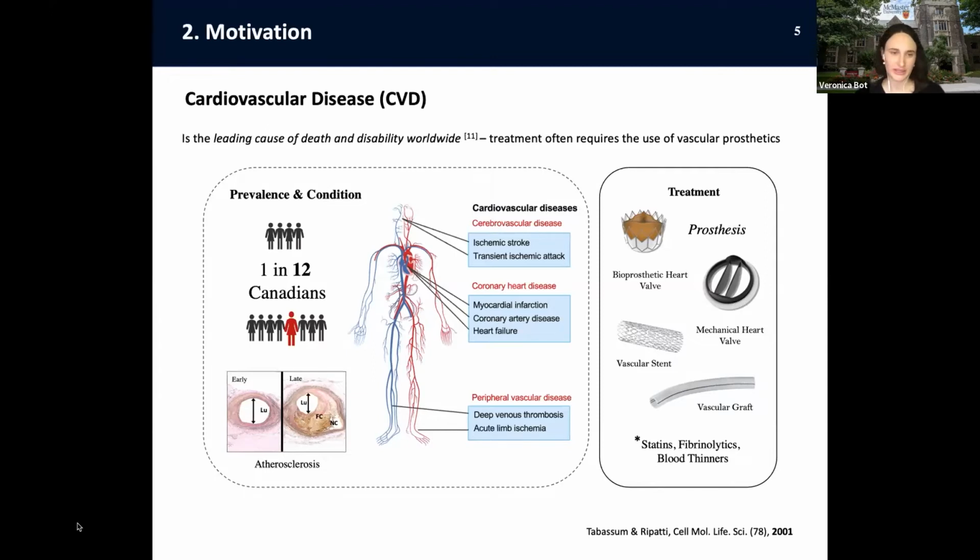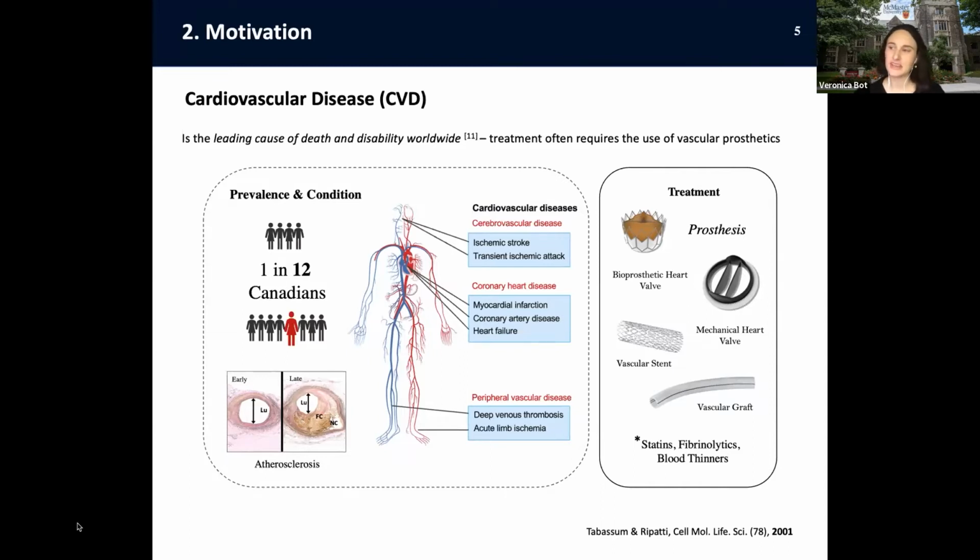An estimated 1 in 12 Canadians has some form of CVD. And this incurs a financial burden in the healthcare system of over $22 billion every year. So this is a huge magnitude of problem, affects a large number of people. So it's very important that we try to develop therapeutic approaches that can resolve this issue.